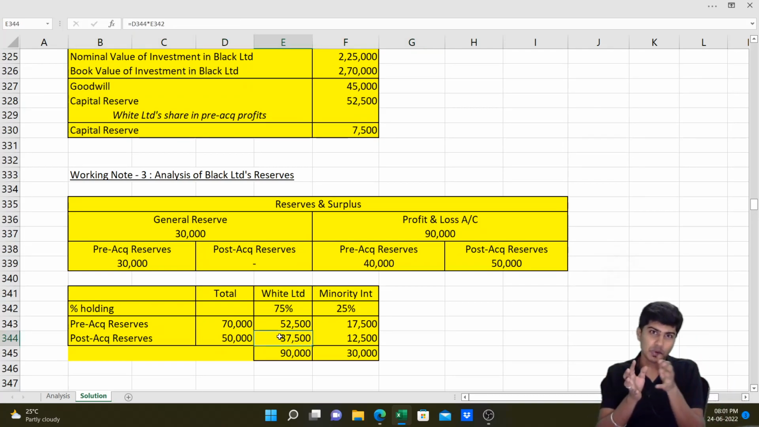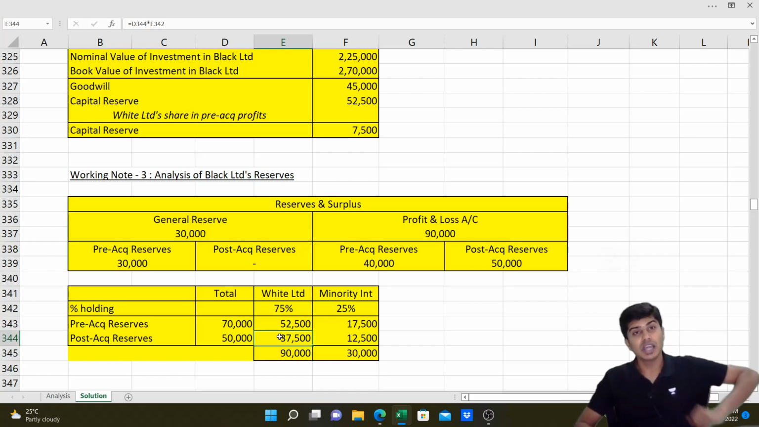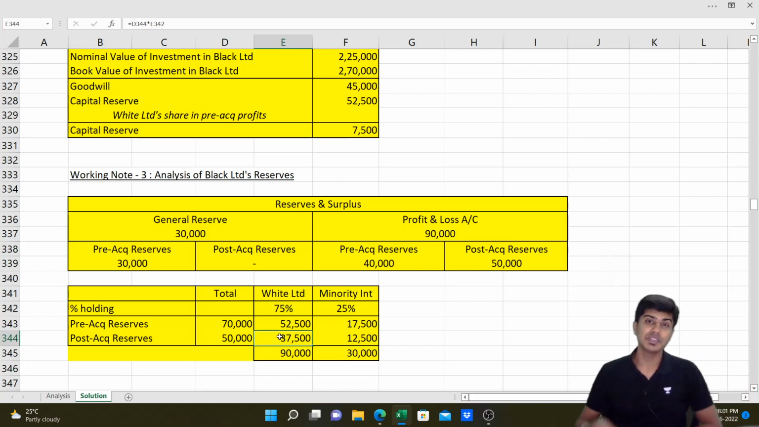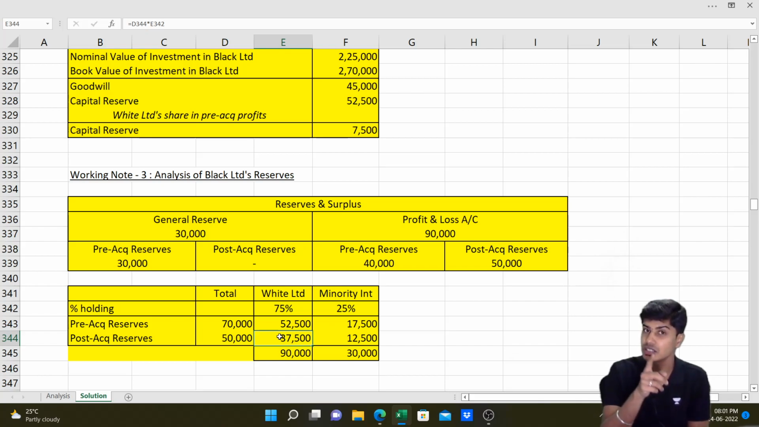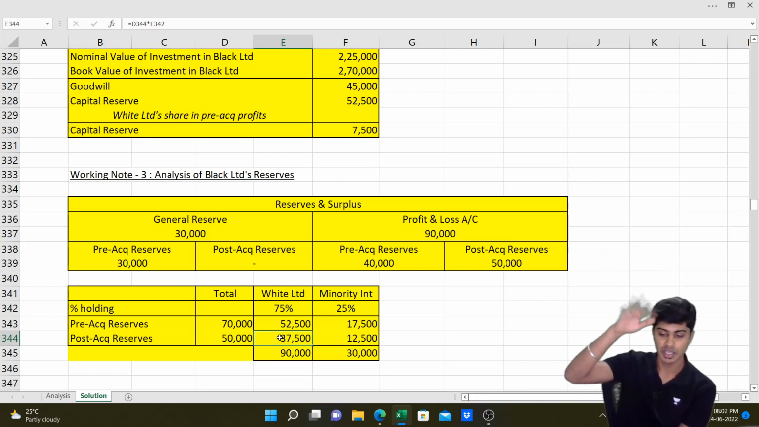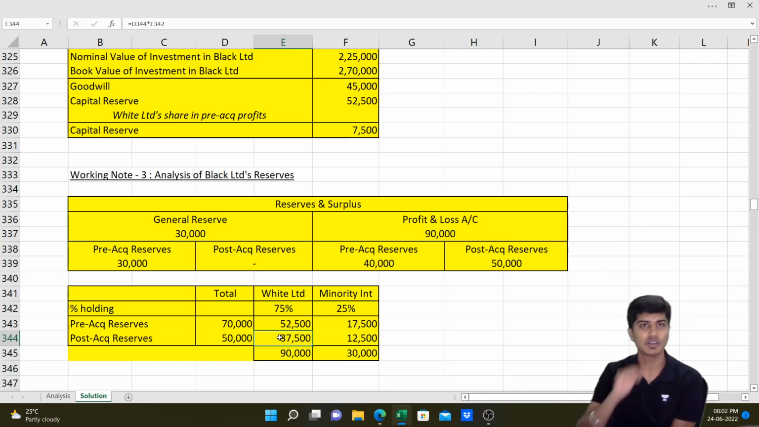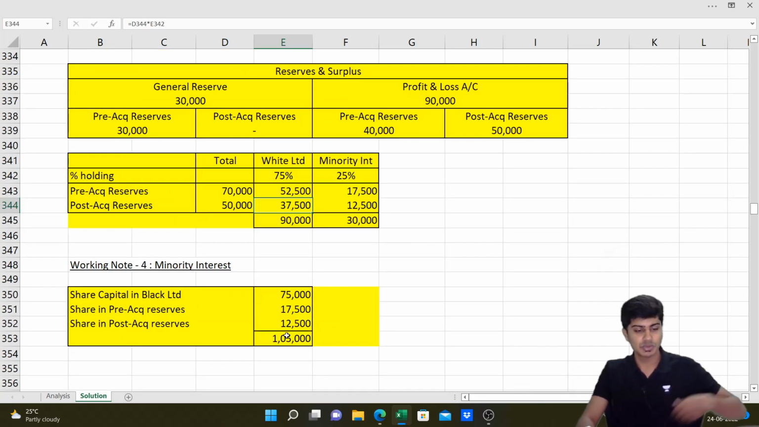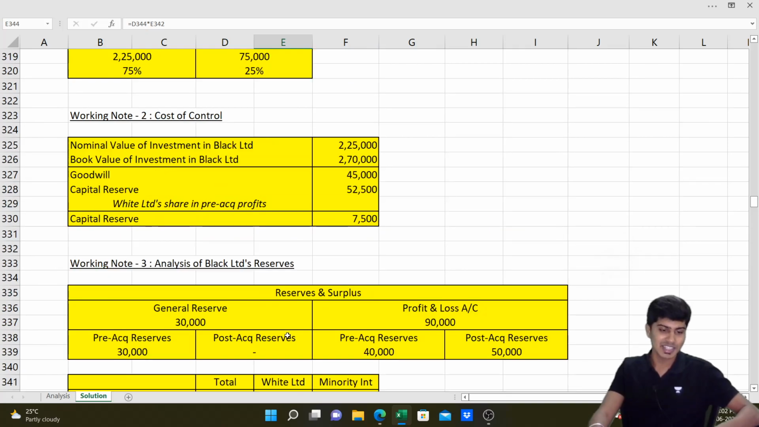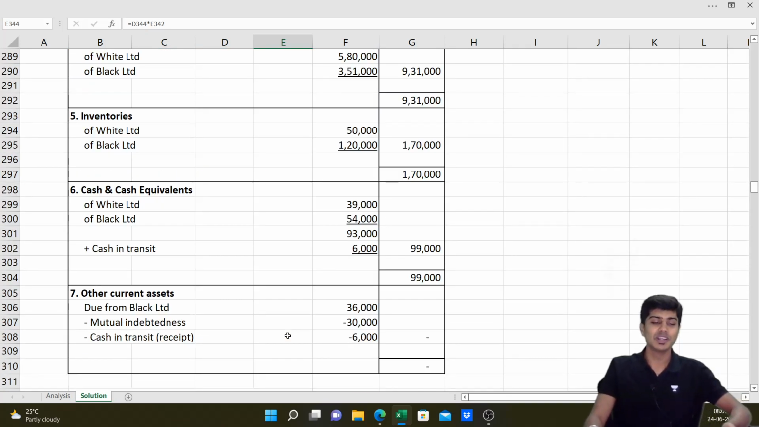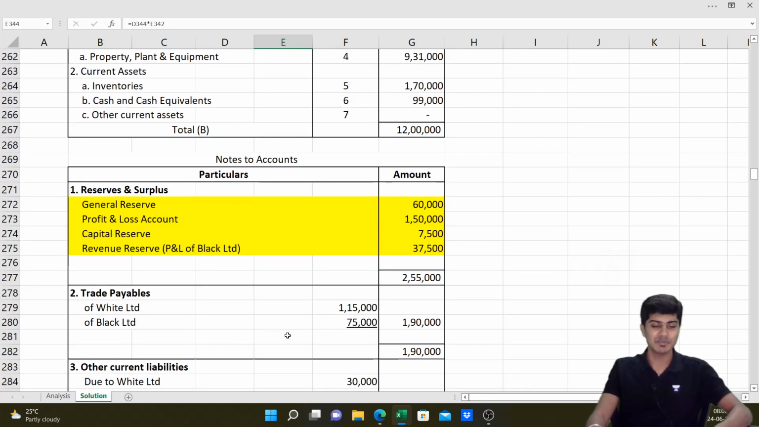Minority, we take pre and post both at one place. However, with regard to holding company, the pre-acquisition reserves will be taken and adjusted against cost of control or investments to find goodwill or capital reserve. On the other hand, the post-acquisition reserves will be taken in reserves and surplus in normal computation of the rest of the reserves and surplus. Got it? So by this we are done with analysis, minority interest as well as cost of control. So now the only thing left is writing all the assets in the same values.